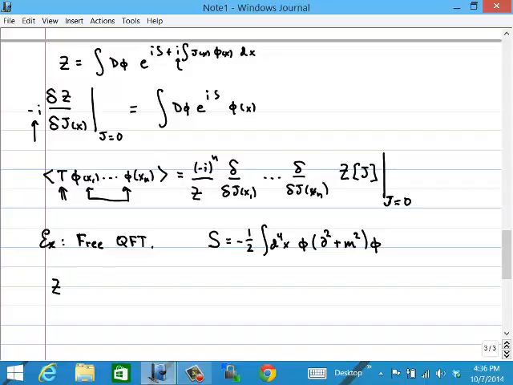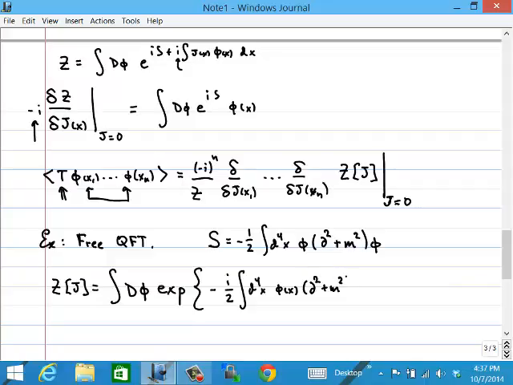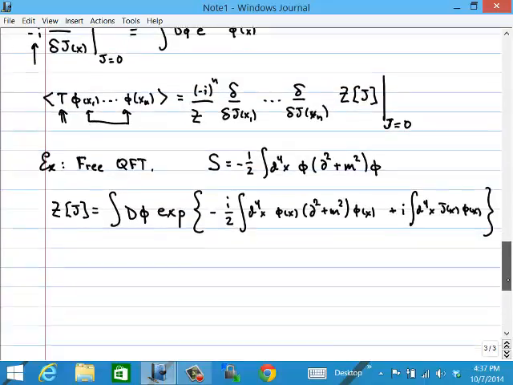And then this generating function is the integral dφ times the exponential of minus i over 2 times the integral d4x phi of x times this Klein-Gordon operator acting on phi of x, plus i times the integral d4x J of x phi of x. Okay.